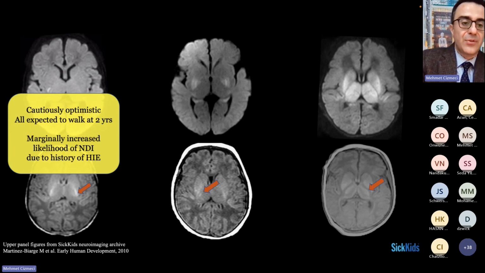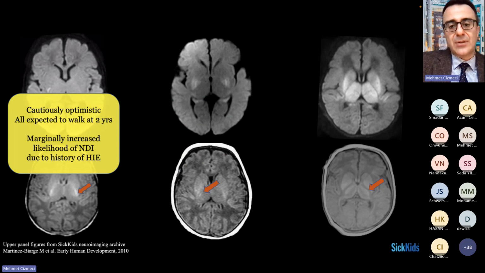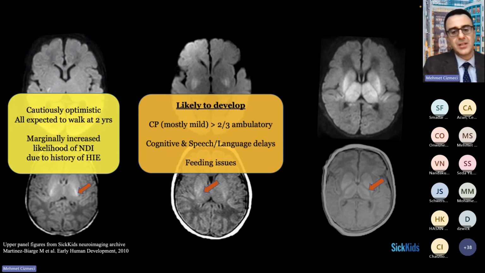And there's only marginally increased risk of neurodevelopmental impairment, and this is mostly due to the history of HIE in these babies. If babies present with basal ganglia and thalami region injury, which seems to be less than 50% of the basal ganglia and thalami region, then we need to pay specific attention to the PLIC region to see how the myelination is. And as you can see in this baby, some babies may present with equivocal PLIC myelination, and this may affect the outcomes. And these babies are likely to develop cerebral palsy, but CP in these babies is mostly mild, and more than 2/3 of these babies can become ambulatory. Their cognitive and language domains should also be monitored very closely. And proportionate to the amount of injury in the basal ganglia and thalami regions, these babies may also present with feeding issues. So we need to pay specific attention to other domains as well.